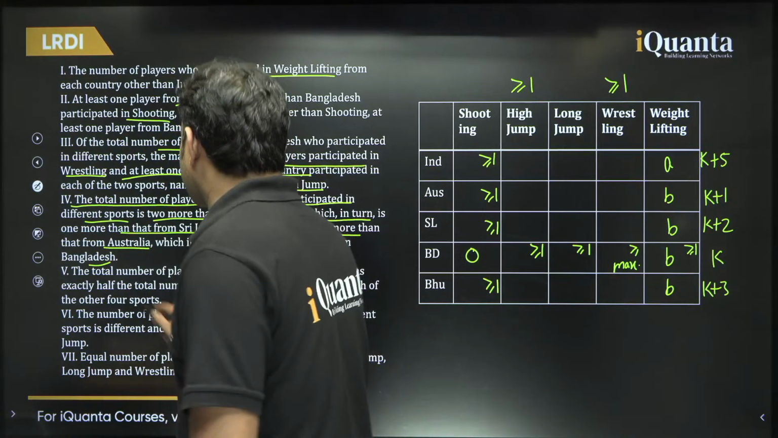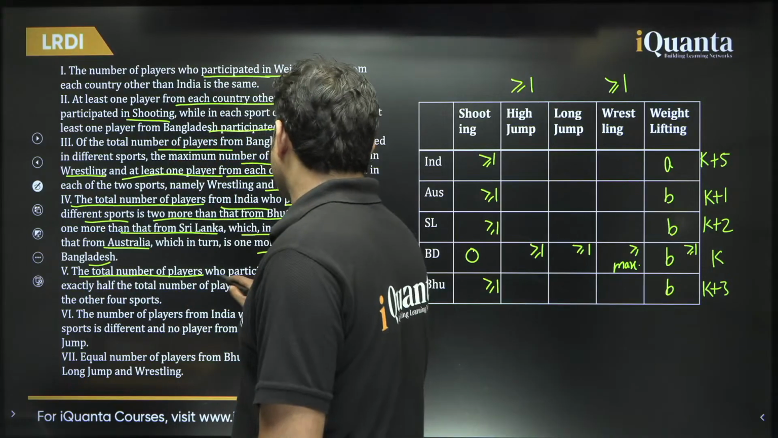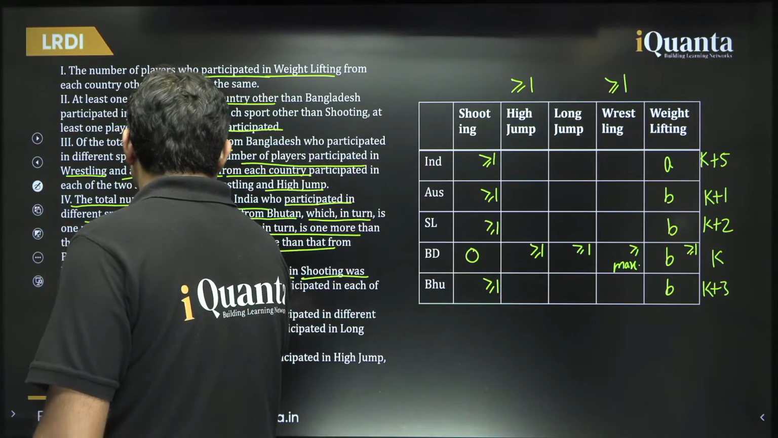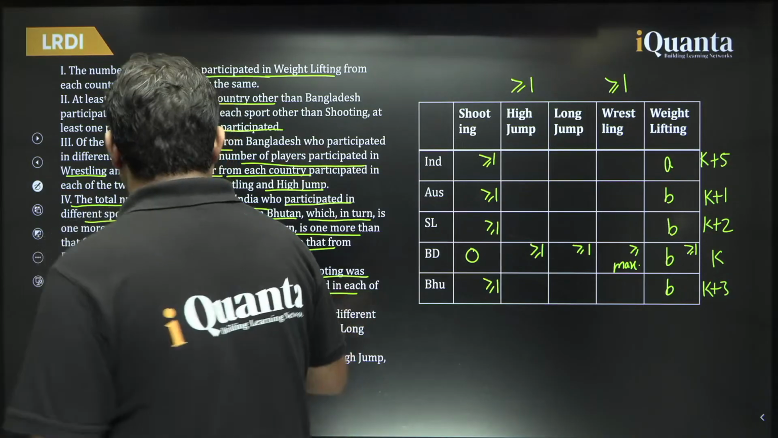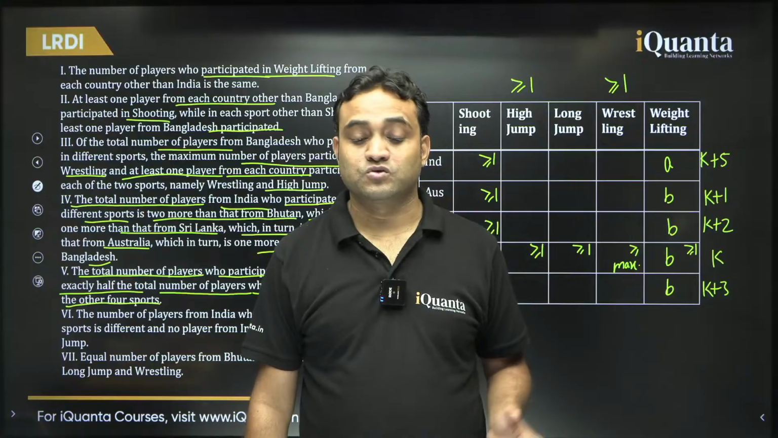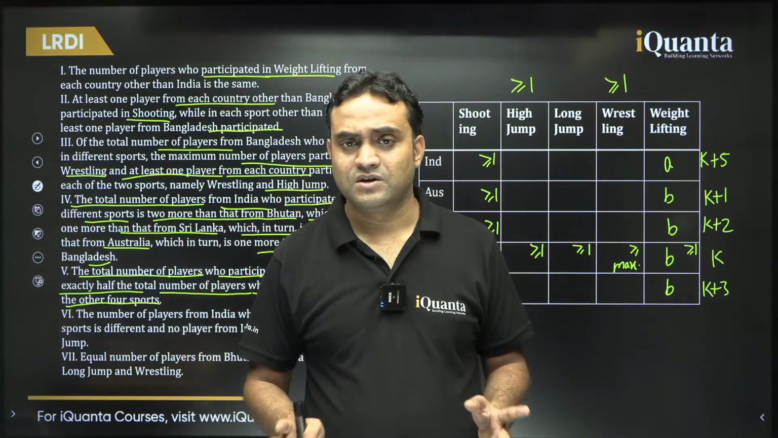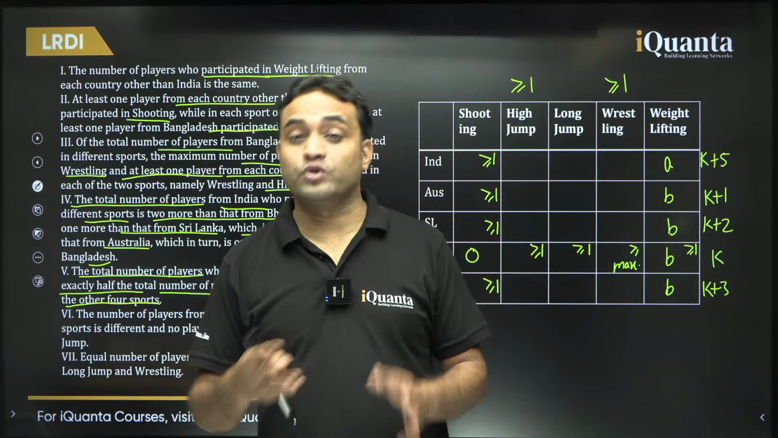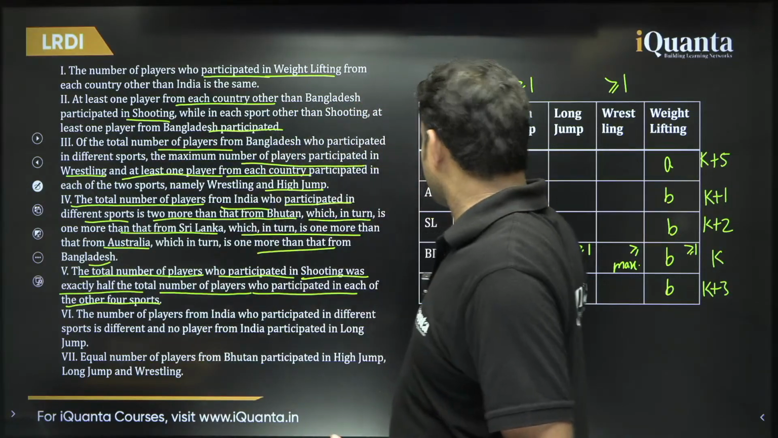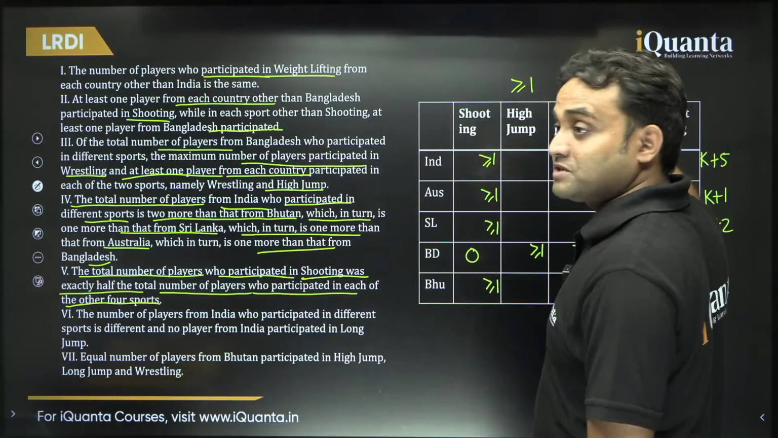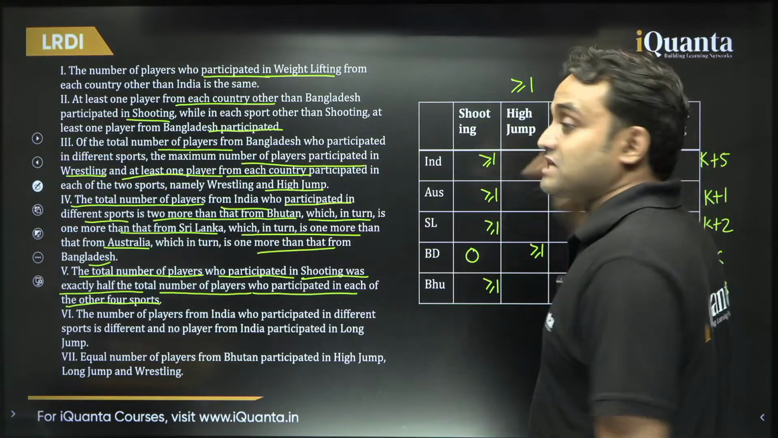Point 5 says the total number of players who participated in shooting was exactly half the total number of players who participated in each of the other 4 sports. In each of the other 4 sports, whatever number of players it was, in shooting, it was half of that. So if in shooting there are 5 players total from all the countries, in high jump there will be 10 players. In long jump, 10 players. Wrestling, 10 players. Weightlifting, 10 players.